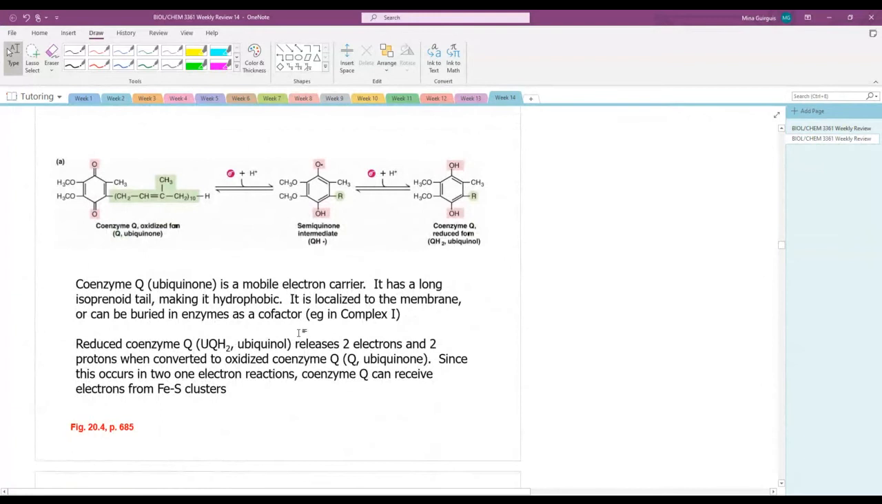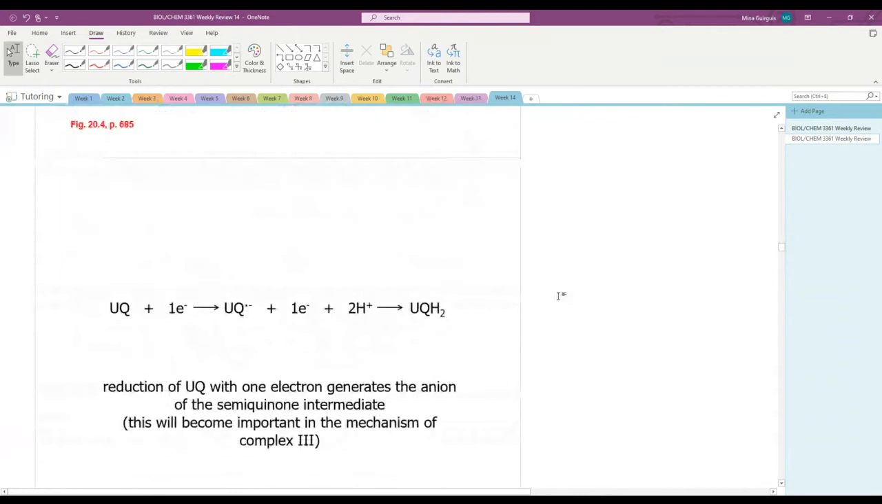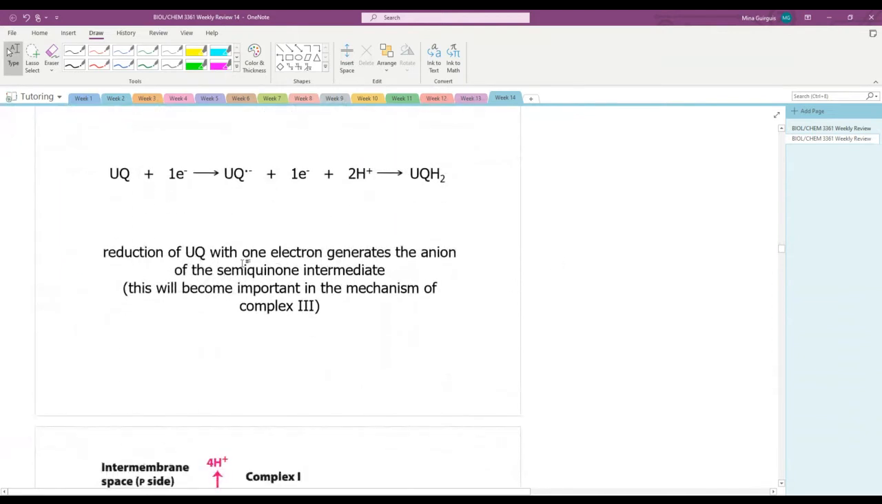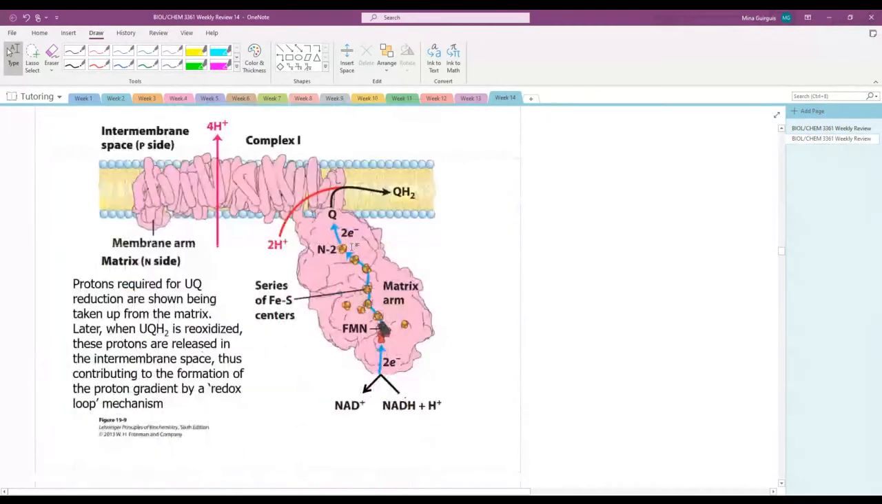All right, so we talked about coenzyme Q. Right, so now going backwards, UQH2 or QH2, ubiquinol, over here releases 2 electrons and 2 protons when it's converted back into ubiquinone. And this occurs at complex 3, and we're going to talk about that when we get to complex 3. And yes, the semiquinone intermediate is important in complex 3.